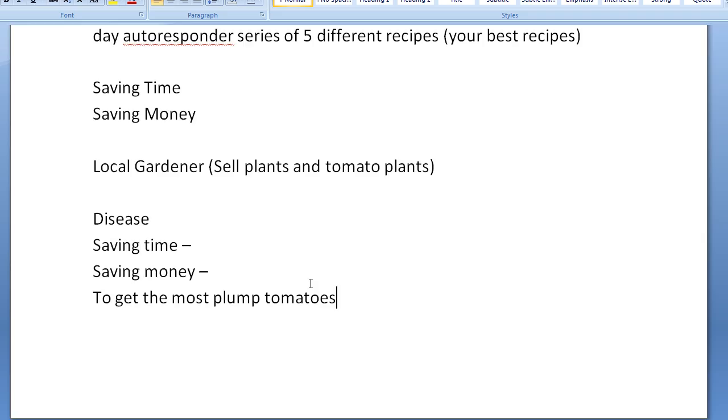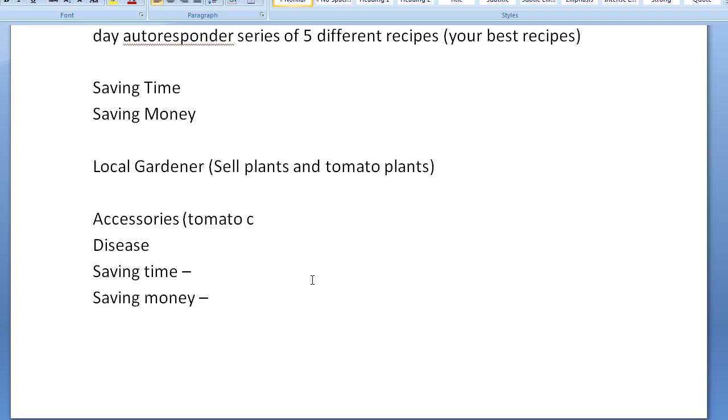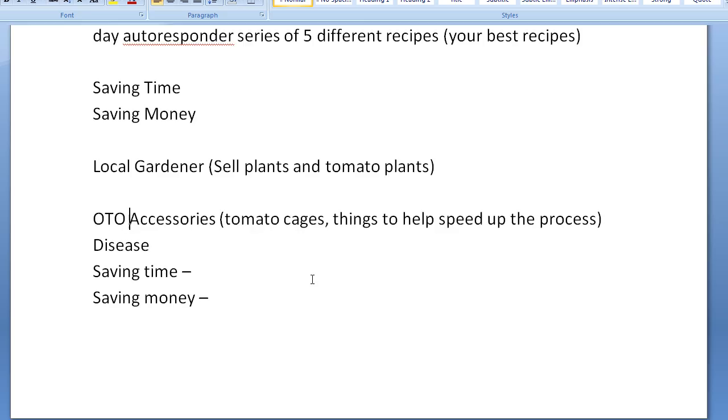Now, if you know anything about plants and gardening, you'll notice that some companies will sell seeds that are modified, non-GMO or GMO, but they'll sell these seeds that have the ability to grow really well because of their past history. So what you could do is, the biggest item could be getting people in the door to buy that item, but in addition to that, accessories such as tomato cages, things to help speed up the process. And that could be your most expensive item. So that could be one-time offer number 3.